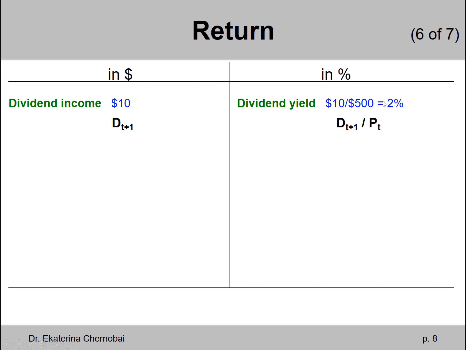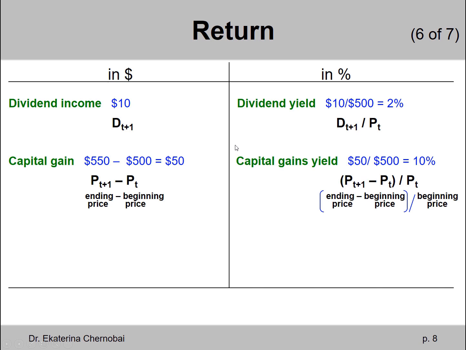So 2% is interpreted as the return on your investment coming just from the dividend paid to you, right? So the dividend paid to you is an extra income to you. And relative to how much you spend to buy the shares of stock, that's a 2% financial gain. But that's not the only way for you to get richer over the year in this particular example. In this particular example, you also have what is called capital gain. That's a $50 increase in stock price.